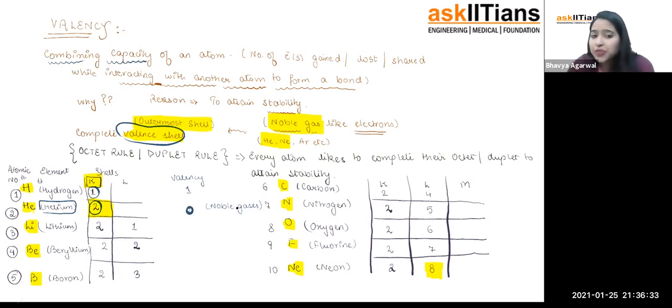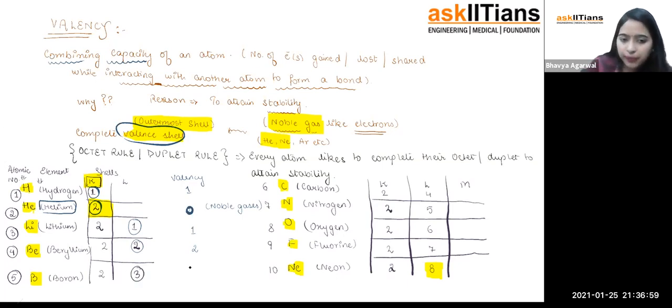Okay. Now we come to lithium. Lithium is having now the valence shell is L shell. That is the outermost one. So in the outermost, now there is only one electron. So the valency will also be 1. In beryllium, there are 2 valence electrons. So valency is 2. In boron, the valence electrons are 3. So valency is 3. In carbon, the valence electrons are 4. So valency is also 4.